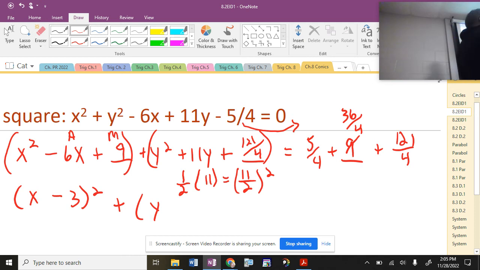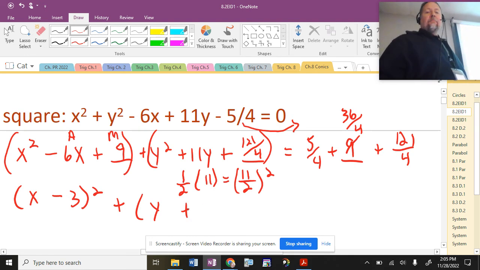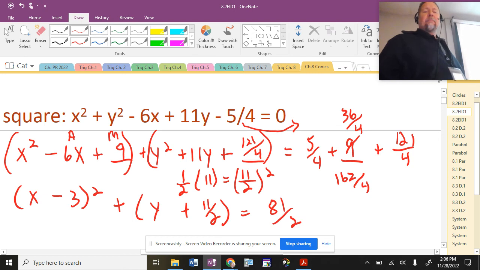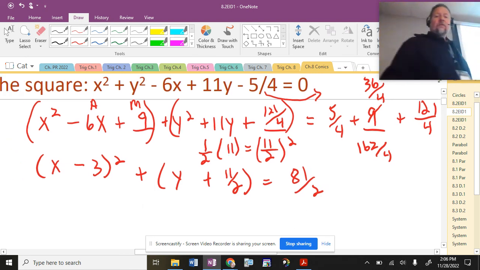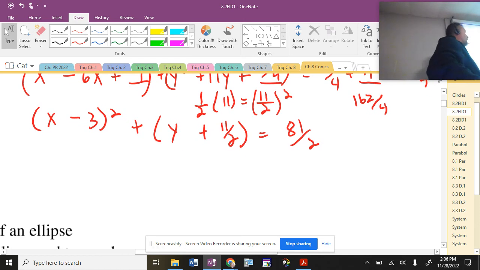11 over 2. This is the MA number. 11 halves, of course, multiplies by itself. And then 11 halves plus 11 halves is 22 halves, which is 11. So this becomes y plus 11 halves, and then equals, I'm going to do a little math here, 3641. Oh, geez, is that 162 fourths? And then all that becomes is 81 halves, which is a mess, but it's okay. This is a circle with a radius of the square root of 81 over 2, whatever that decimal is, and it has a center at 3 comma negative 11 halves.